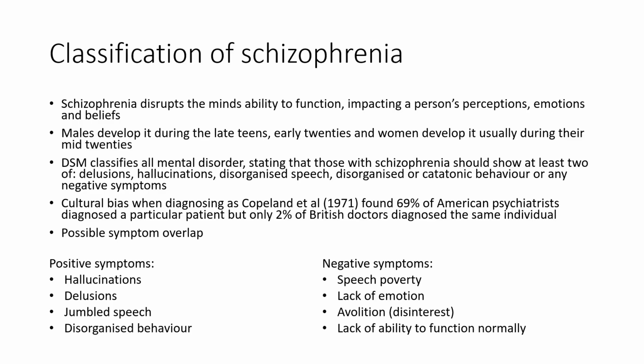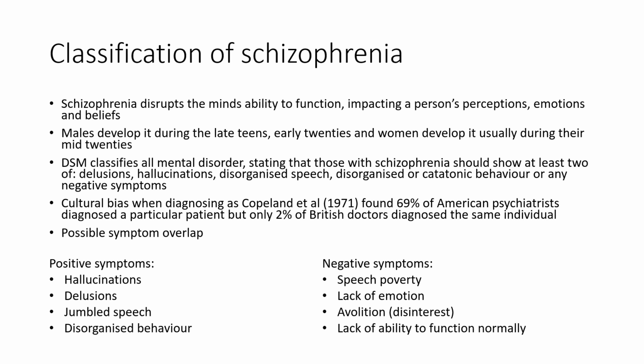So firstly, looking at the classification of schizophrenia. Schizophrenia disrupts the mind's ability to function, impacting a person's perceptions, emotions and beliefs. Males tend to develop it during their late teens to early 20s, whereas women develop it during their mid-20s. The DSM classifies all mental disorders, stating that those with schizophrenia should show at least 2 of: delusions, hallucinations, disorganized speech, disorganized or catatonic behavior, or negative symptoms.